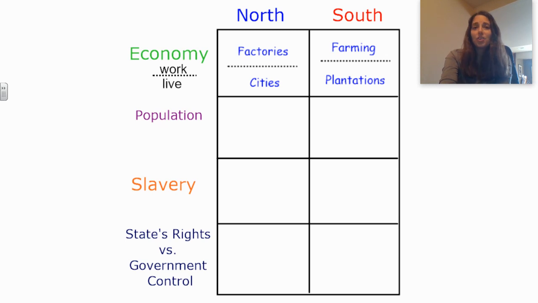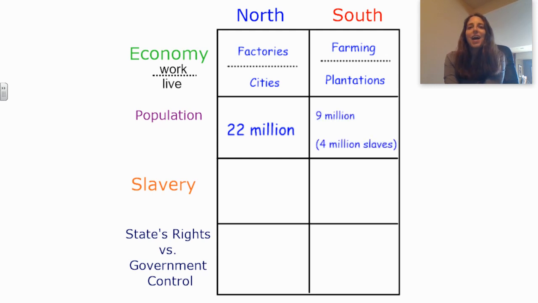When comparing the population between the North and the South, there were 22 million people living in the North. There were only 9 million people living in the South, and of those 9 million, 4 million of them were slaves. So we talked about how that might not really cause the war to begin, but it's certainly going to play a role with the number of soldiers available to fight for each side during the Civil War.